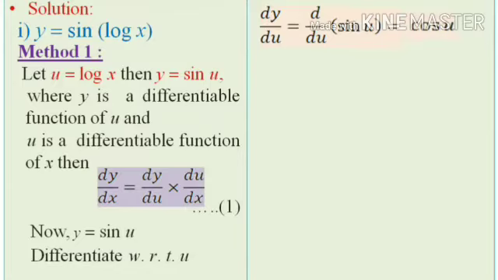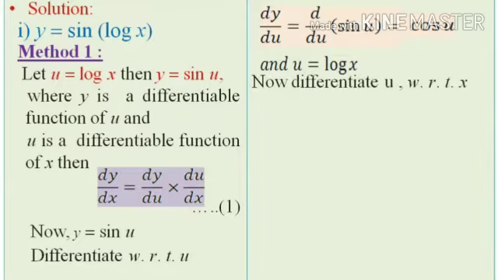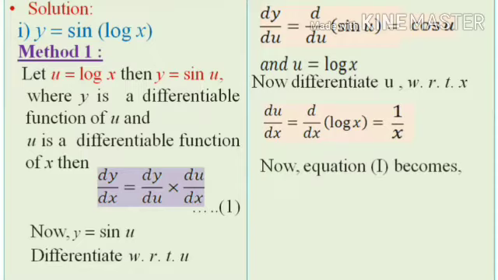Now u equal to log of x is the substitution we have taken, so we differentiate u with respect to x. Then du by dx equal to d by dx of log of x. We know that the derivative of log of x is 1 upon x, and therefore the derivative of u with respect to x is 1 upon x.